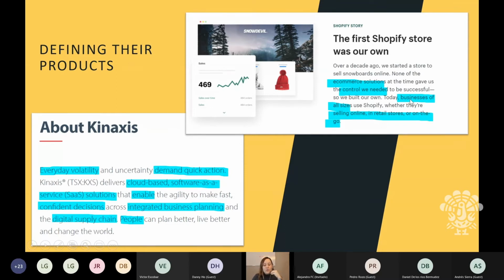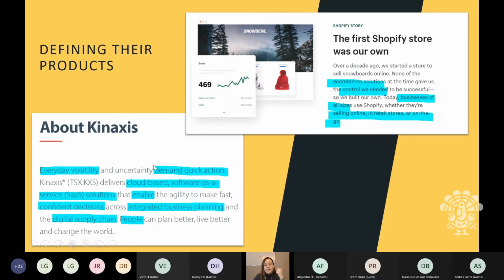And we are supporting businesses of all sizes. So they're saying we are not only supporting big companies like Walmart or Coors Light, right? We are also supporting small businesses that sell online, they have retail stores, or they have things on the go, right? So this is very important. And as you can see here, they have described not only what they are as a company, also the value they bring to the table. And this is where you need to get when you are bringing your product or service or solution into Canada.